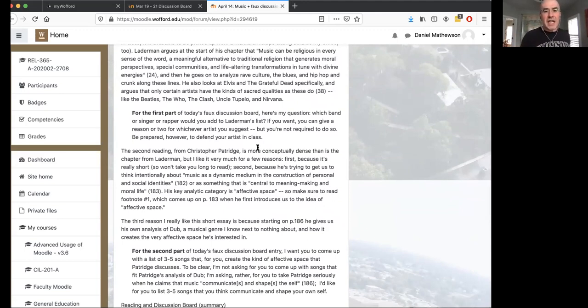But he argues at the start of his chapter that music can be religious in every sense of the word, a meaningful alternative to traditional religion that generates moral perspectives, special communities, and life-altering transformations in tune with divine energies. And then he goes on to analyze rave culture, the blues, and hip-hop, and crunk along these lines. He also looks at Elvis and the Grateful Dead especially, and then argues that only certain artists have the kinds of sacred qualities as these do, like the Beatles, the Who, the Clash, Uncle Tupelo, and Nirvana.